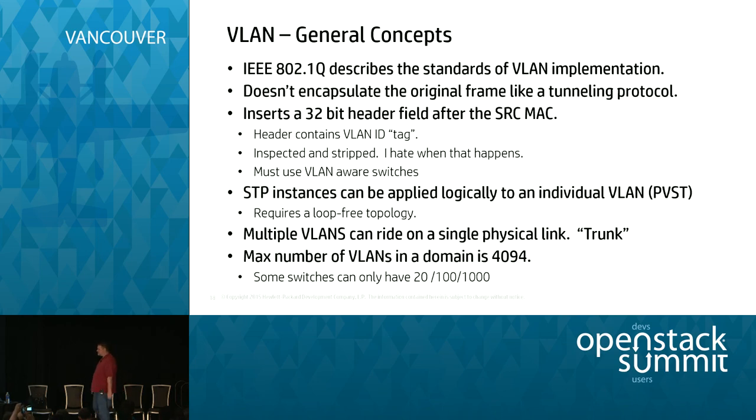802.1Q describes the standard. It doesn't encapsulate the original frame. This is sometimes a misnomer. Folks think that VLANs are like a tunnel or an encapsulation protocol. They're not. It's simply an insertion of a 32-bit header field right after the source MAC in the packet. So you're taking your packet and adding a little to it, and voila, one of those fields is the VLAN ID.